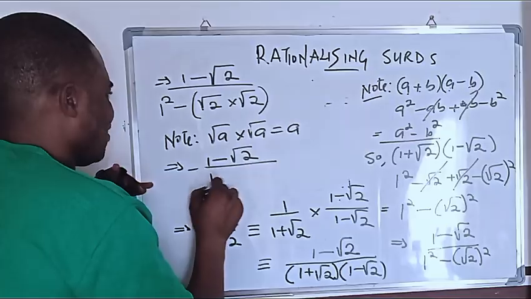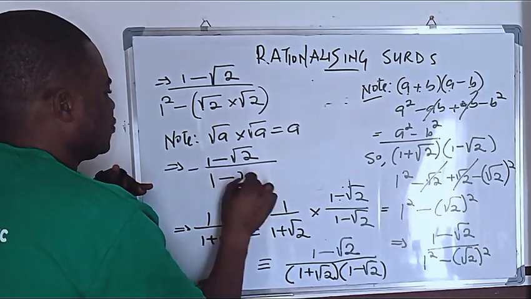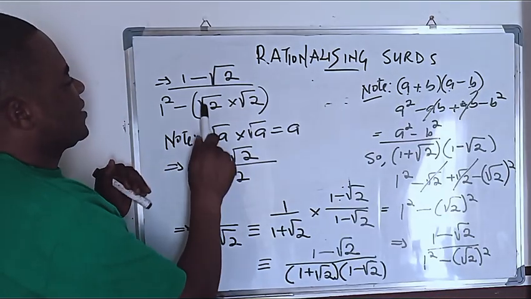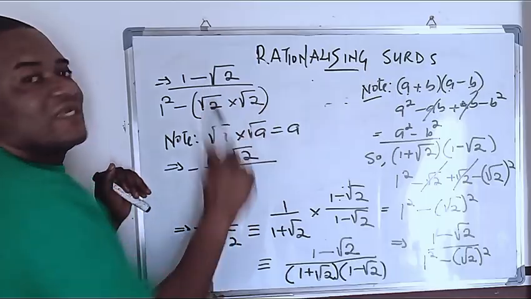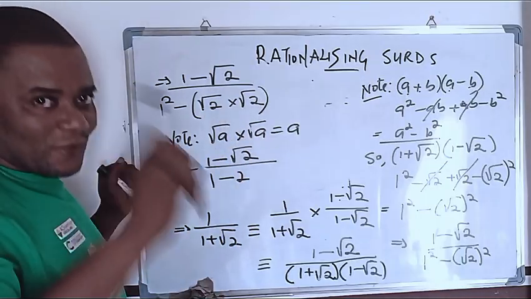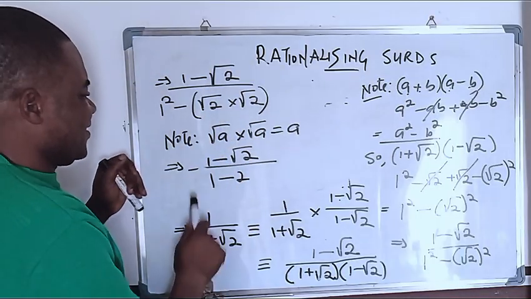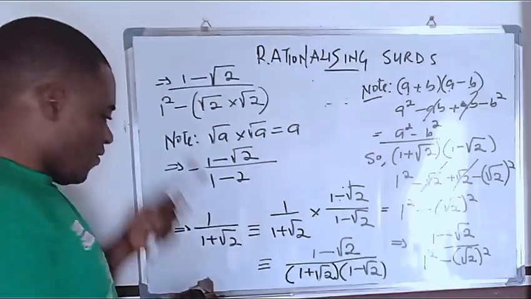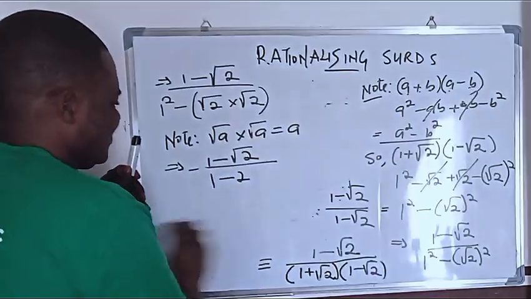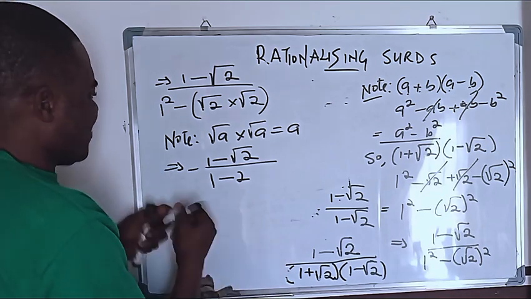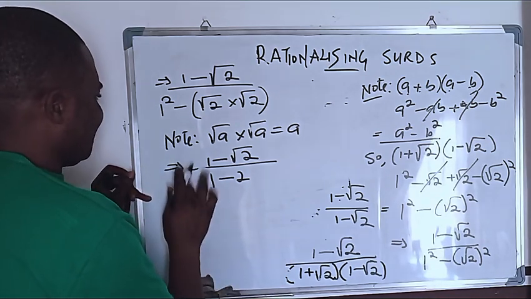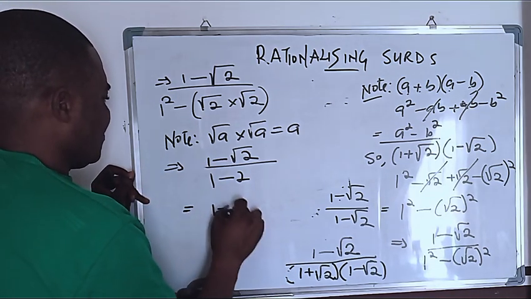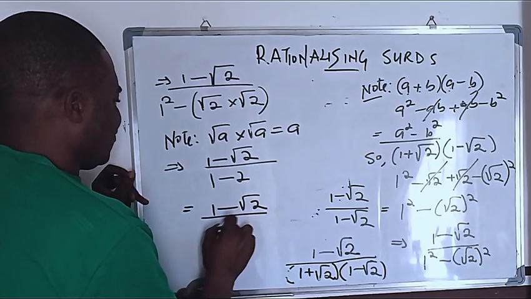So we have 1 minus 2. This is because sod 2 times sod 2 is 2 as an integer, a number. So we have this. 1 minus 2 will give us what? Minus 1. 1 minus 2 will give us minus 1. So we will have 1 minus 2 all over minus 1.